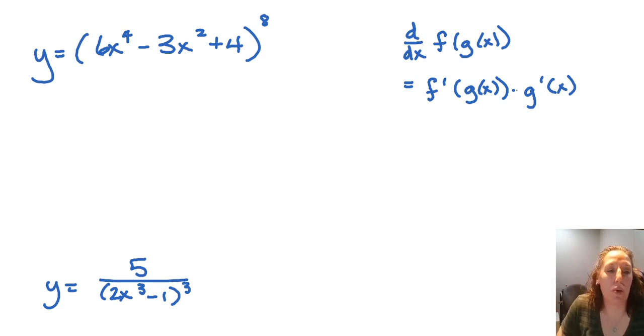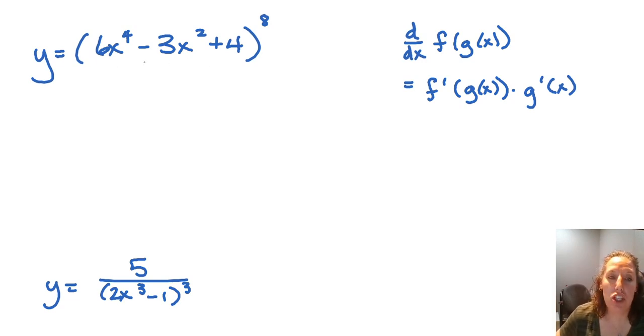All right, our first example, we have y equals the quantity 6x to the fourth minus 3x squared plus 4, that whole quantity raised to the 8th power. Now we don't have to use the chain rule on this one. We could multiply this and expand it into a standard form polynomial, but it would require multiplying this trinomial out 8 times. It's probably going to take you a full page of work and lots of places where you could make some arithmetic errors.